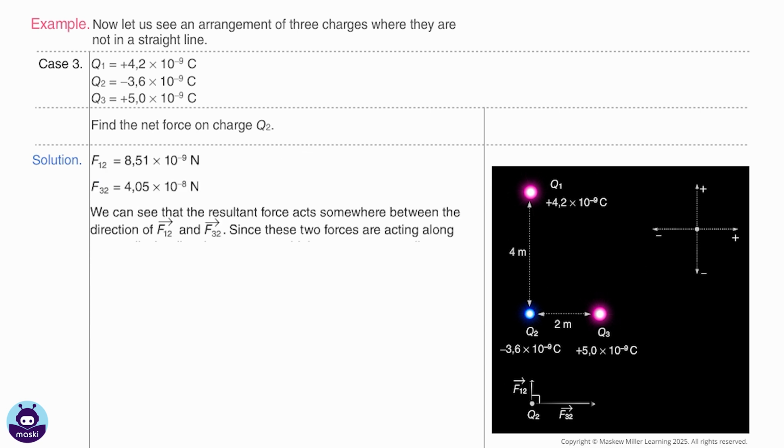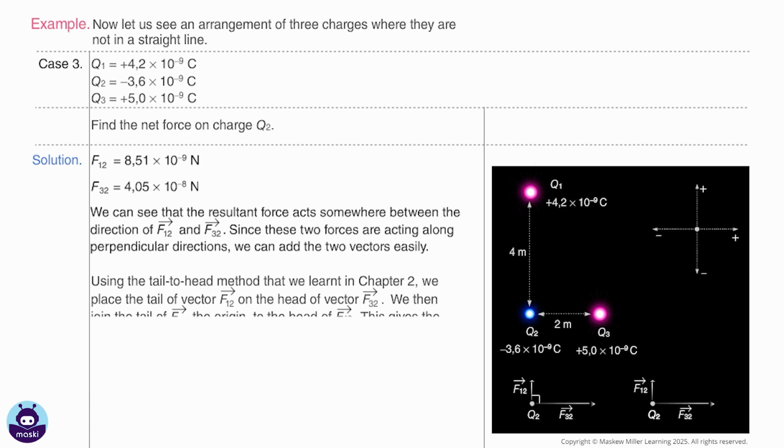We can see that the resultant force acts somewhere between the direction of F12 and F32. Since these two forces are acting along perpendicular directions, we can add the two vectors easily. Using the tail-to-head method that we learnt in Chapter 2, we place the tail of vector F12 on the head of vector F32. We then join the tail of F32, the origin, to the head of F12. This gives the resultant vector Fnet.